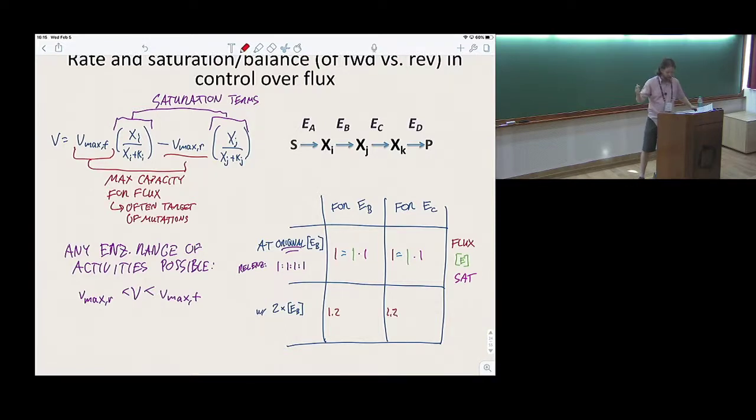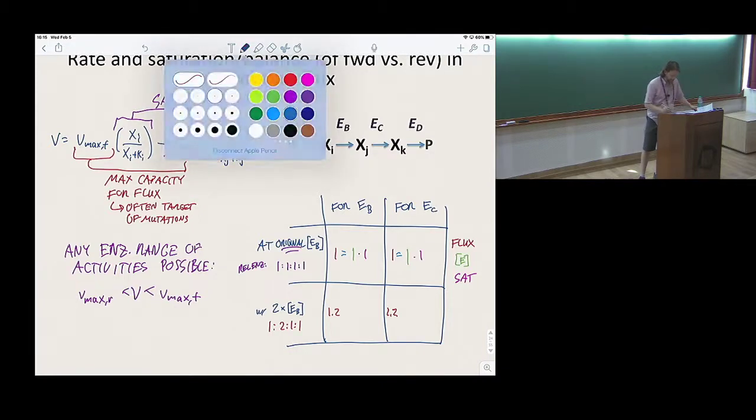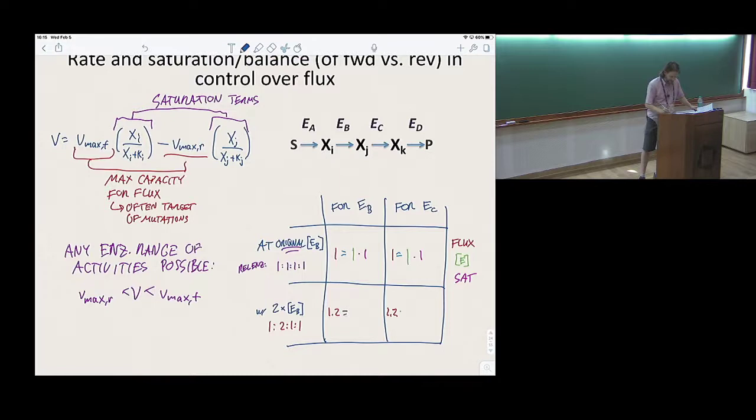So if there was a 20% increase, but now we have a ratio of enzymes of 1 to 2 to 1 to 1, relatively, compared to what they were before. How did we get there, right? What caused that to happen? From the point of view of enzyme levels, enzyme B doubled, and enzyme C didn't change at all, right? So what caused those two differences?